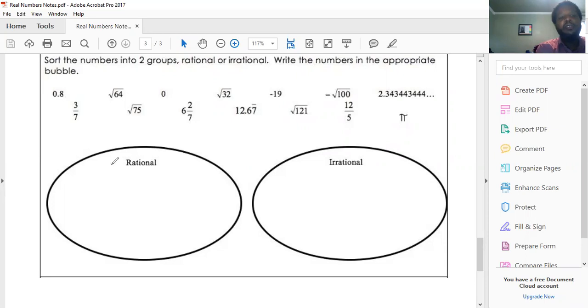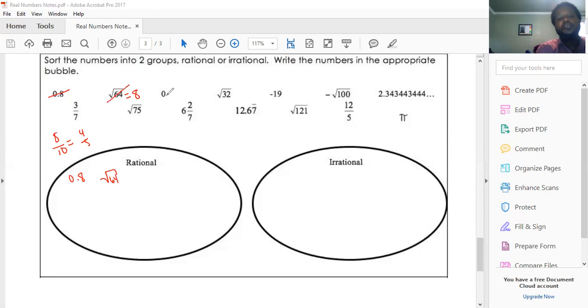Well, 0.8, we can actually represent as a fraction. We can do 8 over 10, which is the same as 4 over 5. So 0.8 is a rational number. Okay, what about the square root of 64? Well, the square root of 64 is 8. So the square root of 64 is a rational number.